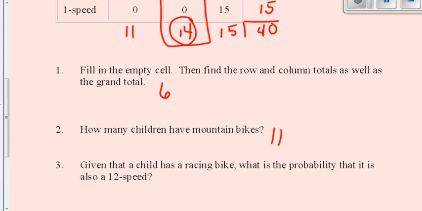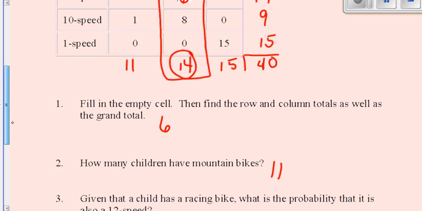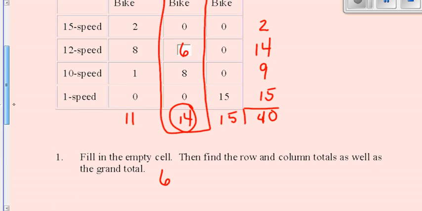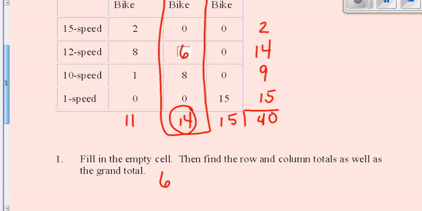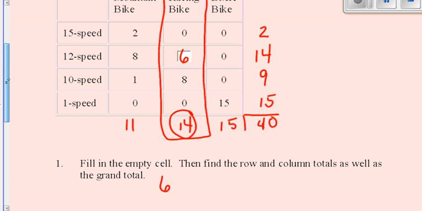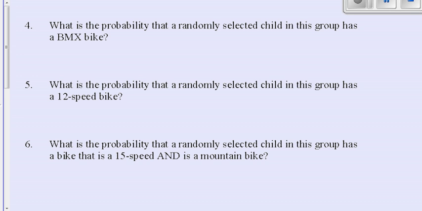So this would be, oh wait, hold on, did I do this right? Hold on, I think I did it backwards. Given that a child has a racing bike, what is the probability that it is a 12-speed? Oh, that's right. So 6 out of 14. Okay, sounds good. Somehow that seems a little weird to me, but I'm going to just go on. Racing bike, 12-speed. Good, all right.